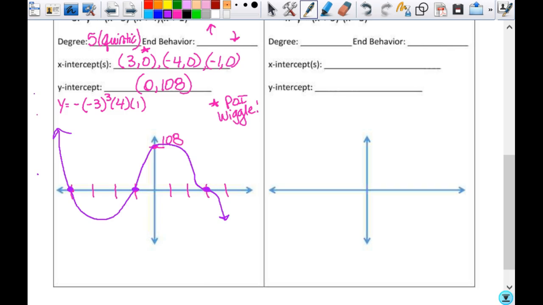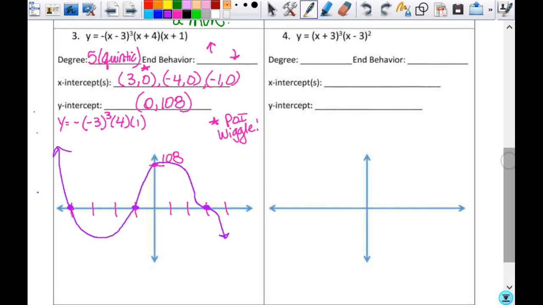Okay, we good? Because we're sketching. It's not a super accurate, perfect graph. It's a sketch to get the pieces in there that we can do right now. Okay, we good? Any questions? All right, you do the next one. Get the next one started.